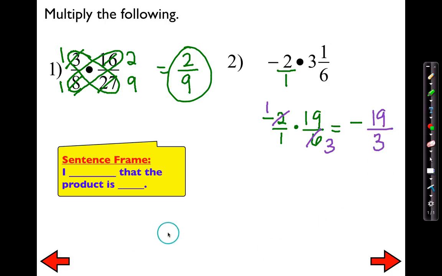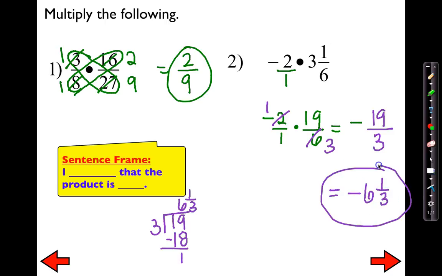So doing some side work right here, my answer is going to be negative. Don't want to lose that. 19 divided by 3. 3 can't go into 1, but it can go into 19. Let's see, 6 times, which is 18, with a remainder of 1. So my answer is going to be 6 and 1/3. We already noted that it was going to be negative, so my answer is negative 6 and 1/3.